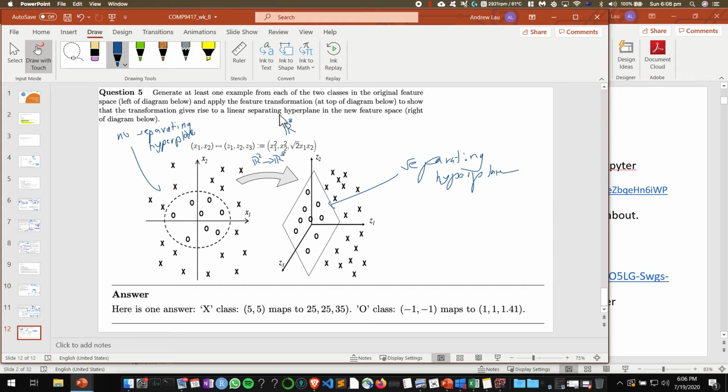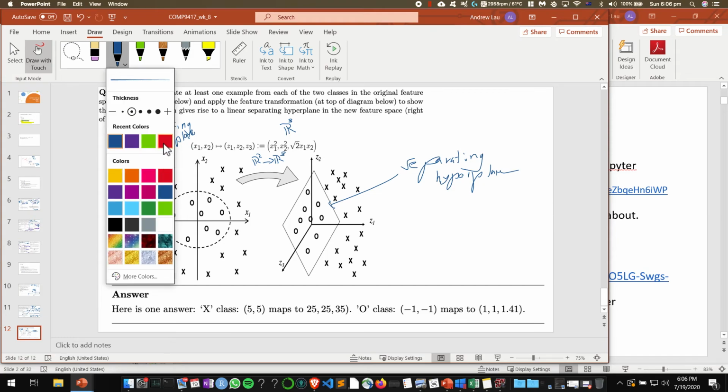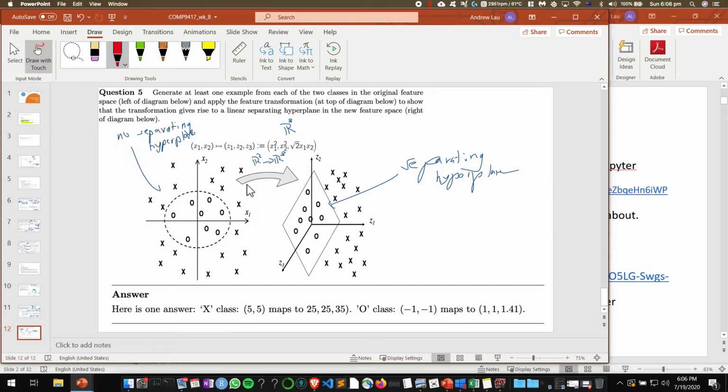And this question just wants us to test out a few points, right? So, if you have 5, 5, what does it map to? Maybe that's 5, 5, I'm not sure. And we're like, okay, what does it map to? Plug it through here, so it should be 5 squared, 25, 5 squared, 25, and then root 2 times 5 times 5. How'd they get to 35? Maybe they rounded it.